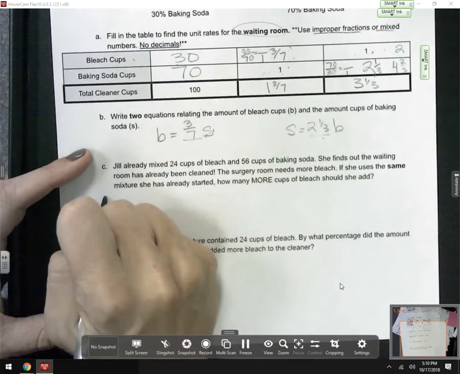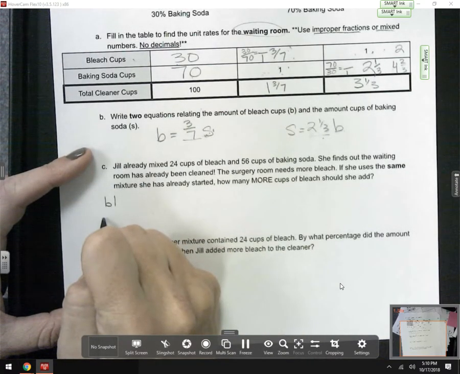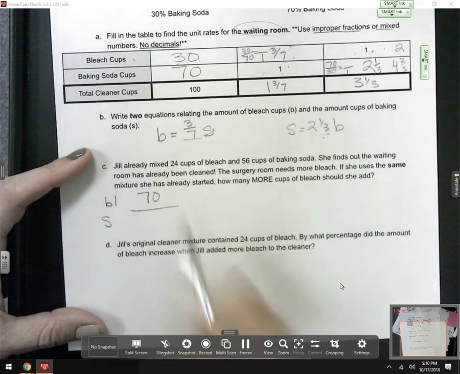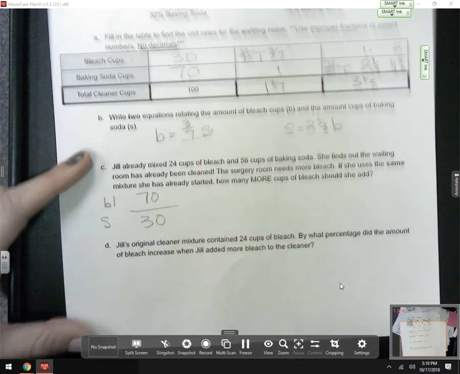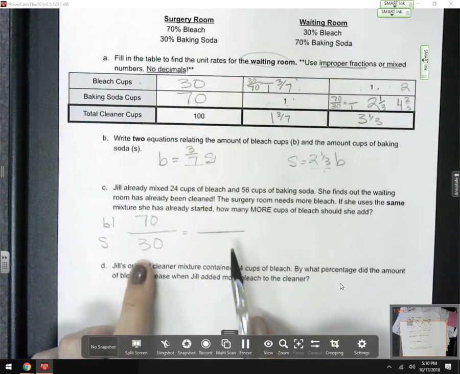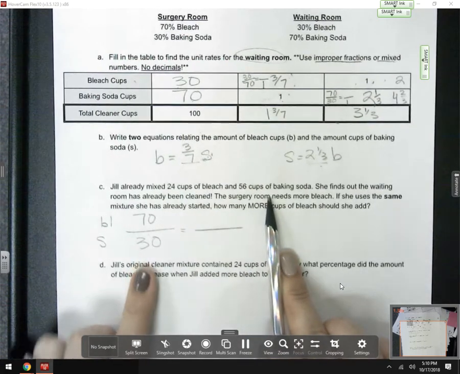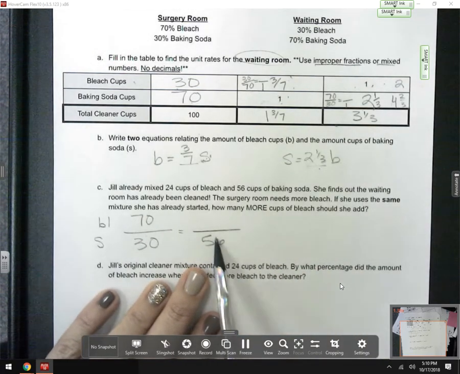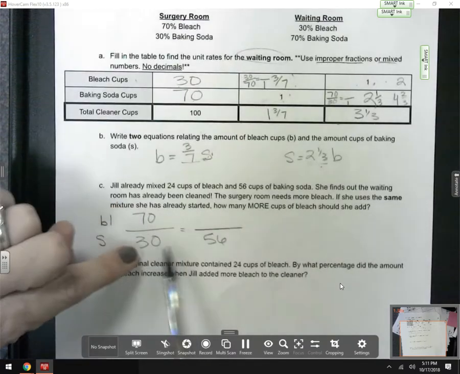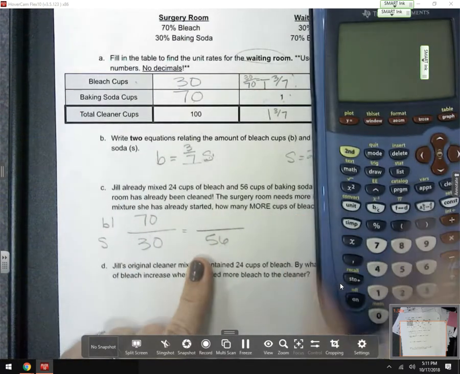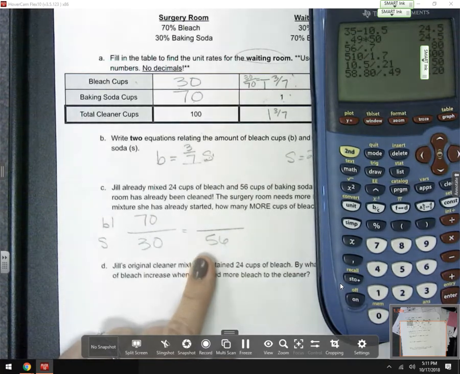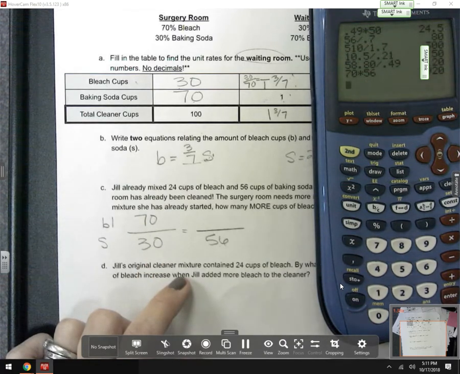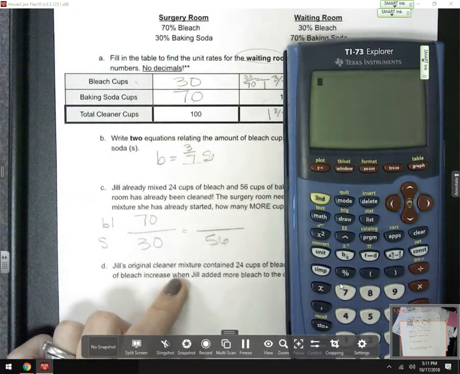So the surgery room, when we're talking about bleach versus baking soda, requires 70% bleach, 30% baking soda, okay? She's already put in 56 cups of baking soda. So that's going to stay the same. But now she's going to need to increase her ratio so that she's got 70 parts of bleach to her 30 parts of baking soda. So now we're going to do what we're really super good at, which is cross multiplying, right? So I've got 70 times 56. And then I'm going to divide by that 30.